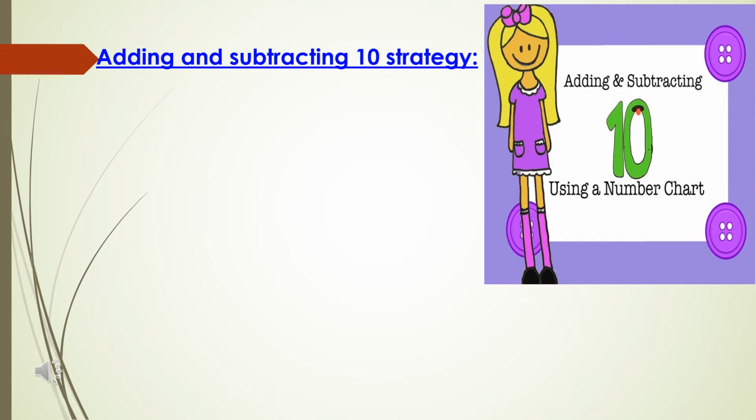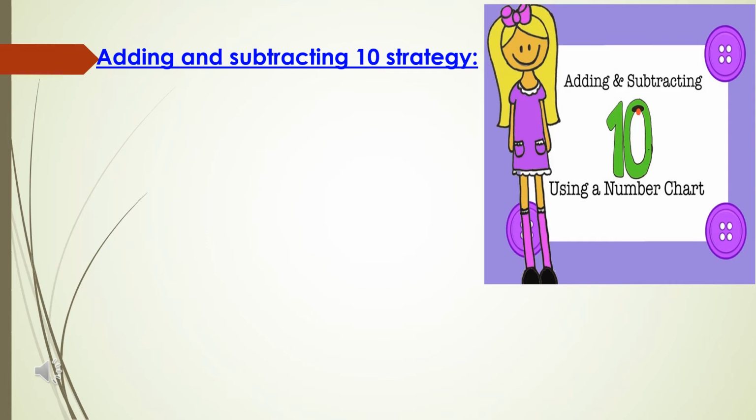Another example here, we have 17 plus 10. We said that the number in ones place, we will not change it. It will be 7 as it is. And the number in tens place will increase by 1. We have what here in our tens place? We have 1. We will increase this 1 by another 1. It will be what? 2. So it will be 27.